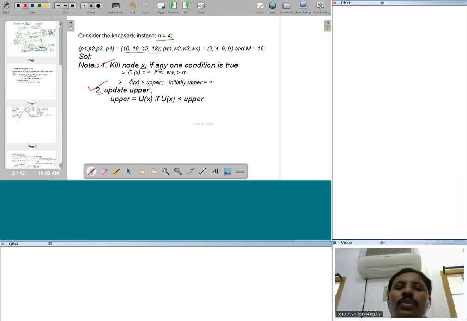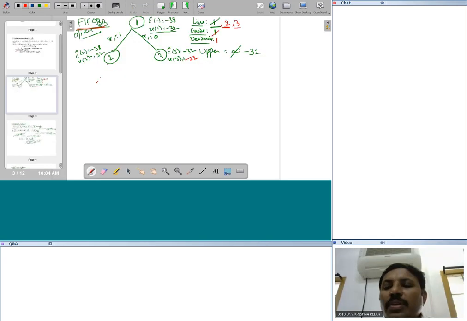First we have to cross check whether updating the upper is possible or not. On what basis do you update the upper? If the current U value of any live node is less than the upper value. So please cross check, what is the upper value here? Minus 32. Current U values: is minus 32 less than minus 32? No. Is minus 22 less than minus 32? Yes. Is it right?